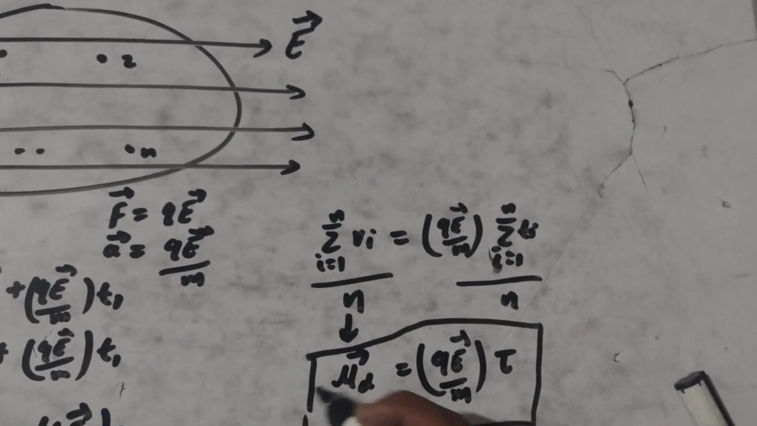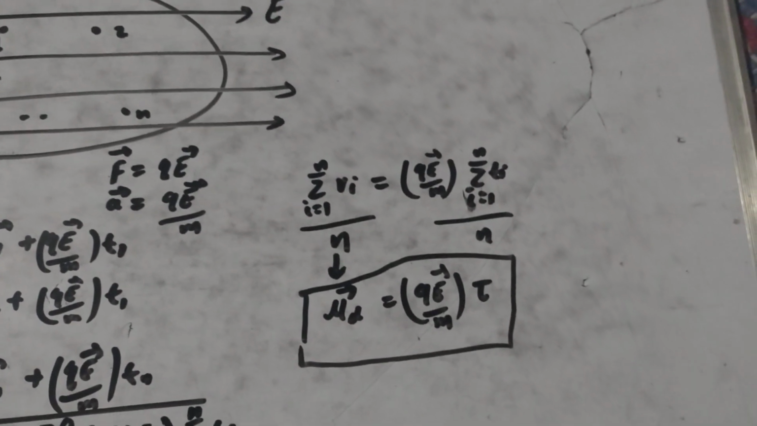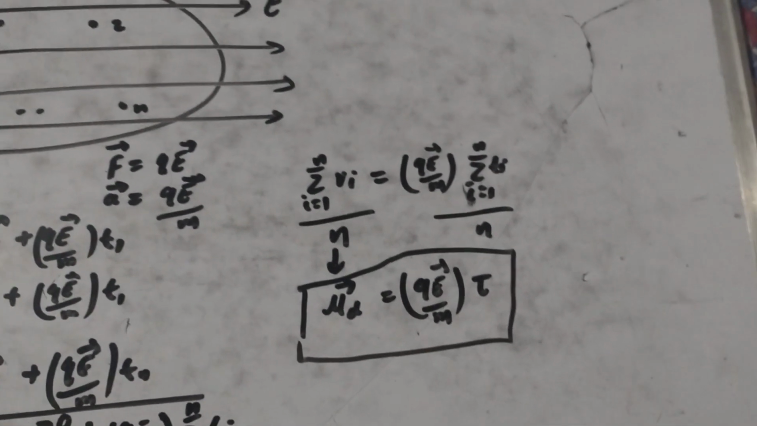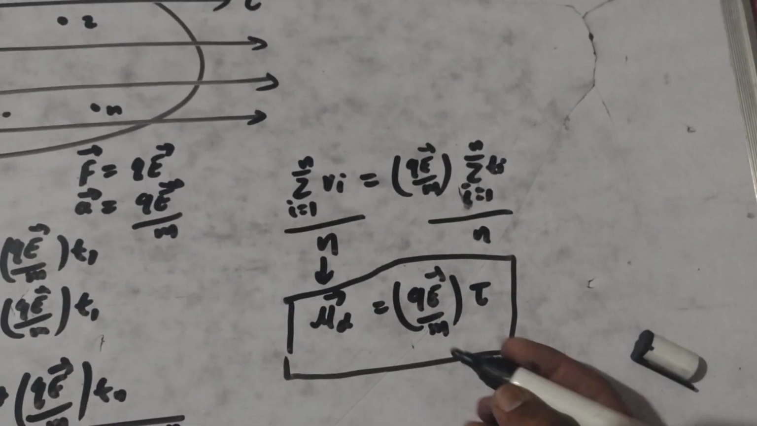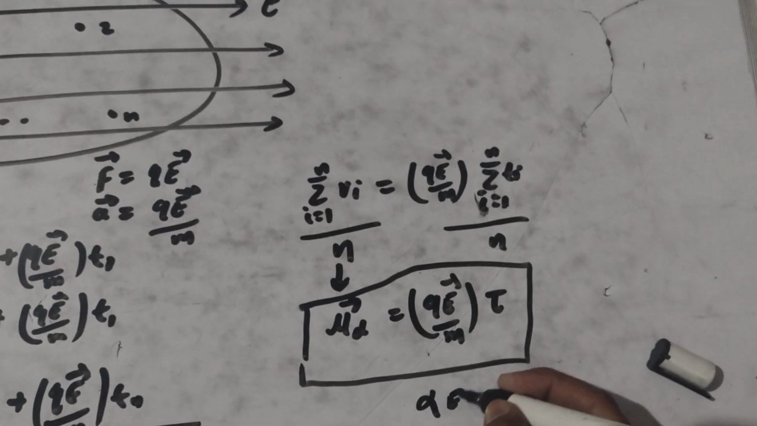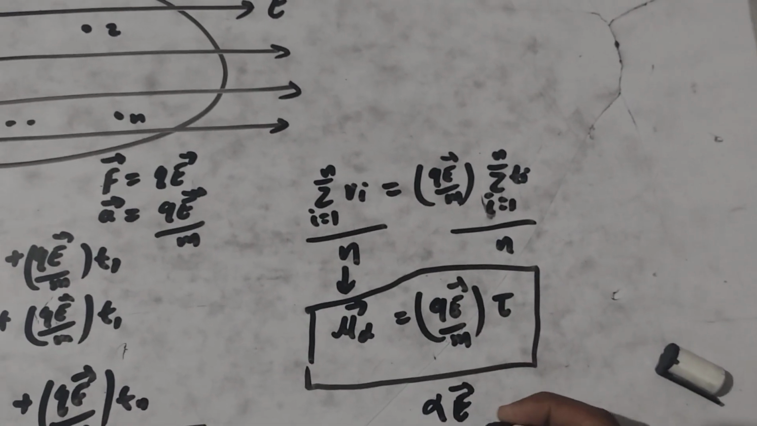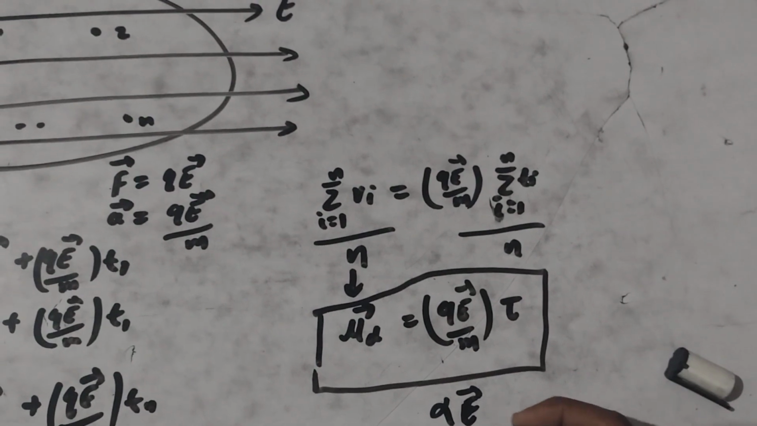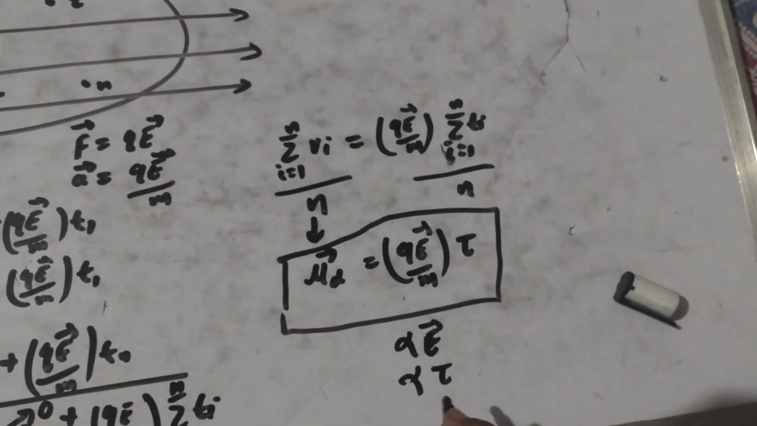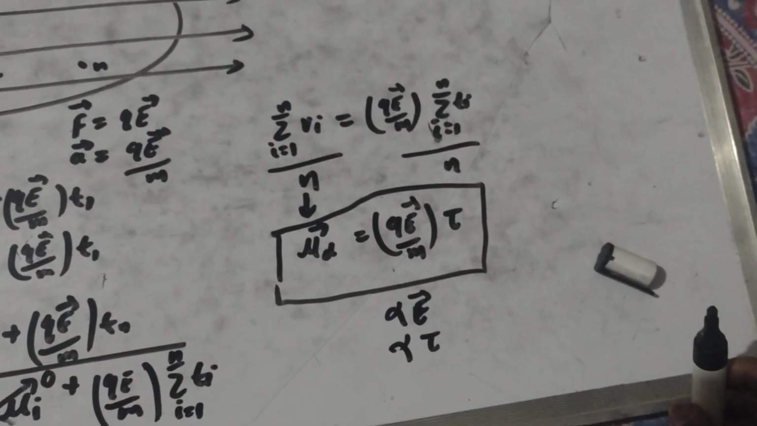So this is the way to derive drift velocity, and we can see its relation. It is directly proportional to the electric field and directly proportional to tau. These are very important things we can find out from drift velocity.